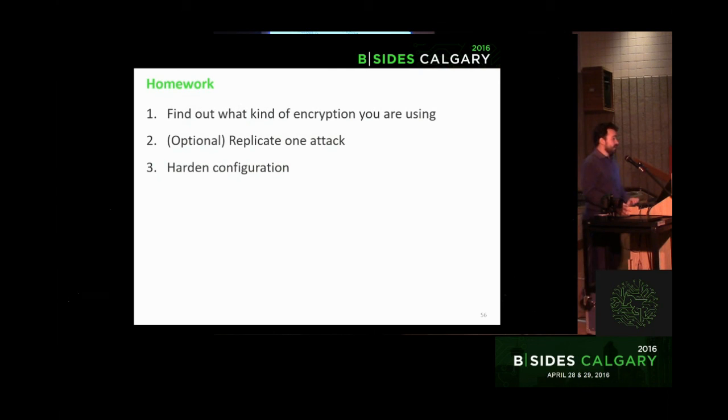So finally, the homework part is, if you're not sure what kind of encryption you have, and it's probably BitLocker, run the commands that I show you, try to see what kind it is. At least you're going to know if it's software or hardware. If you don't have any encryption at all, then you have a whole lot of other problems to deal with first. If it's hardware encryption, then try to replicate one of these attacks.